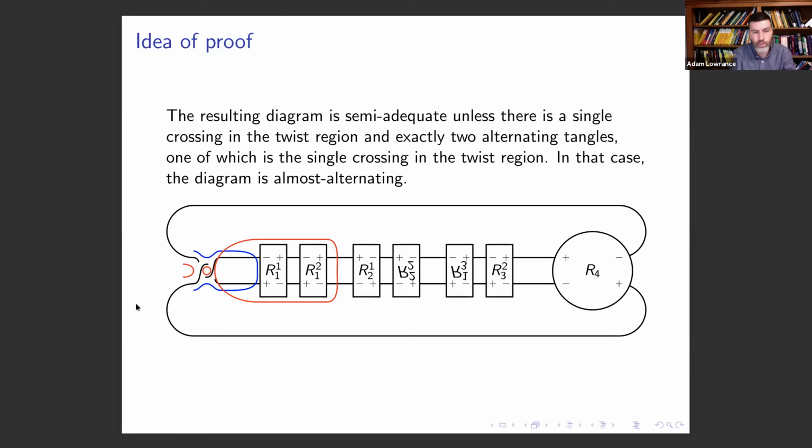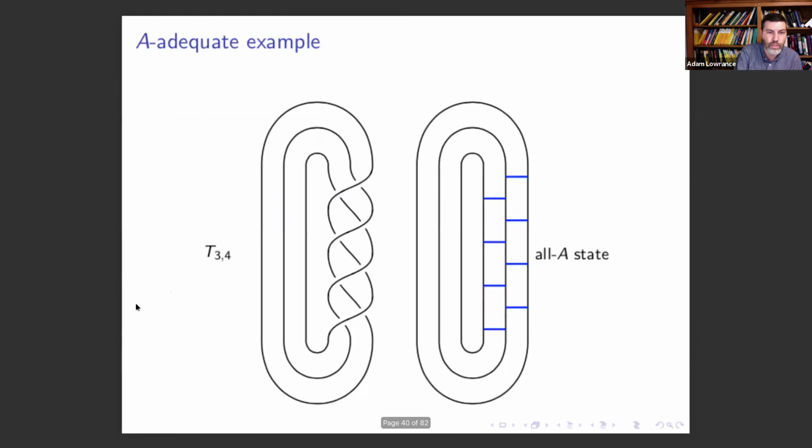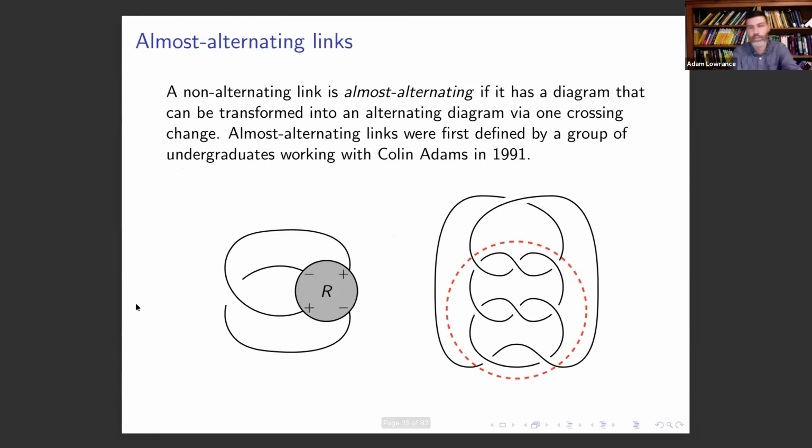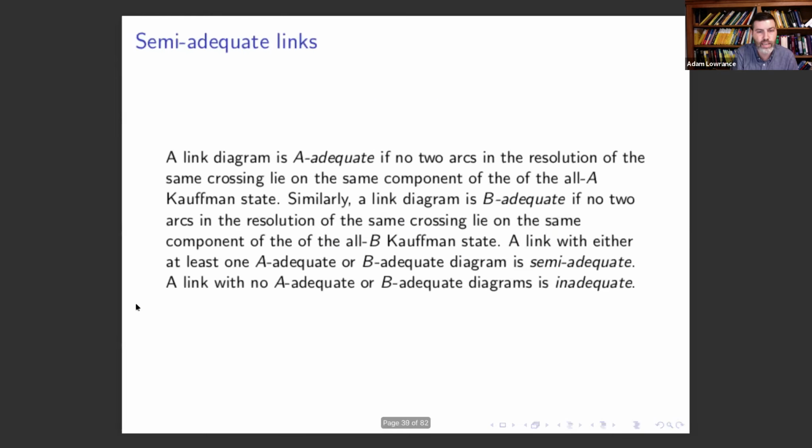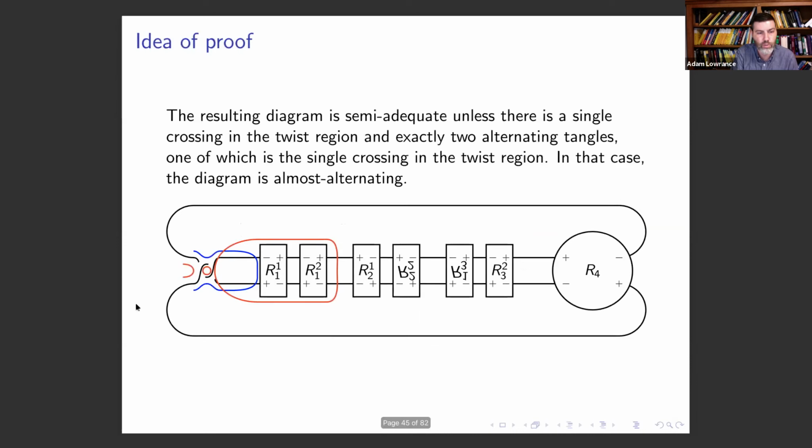If there was only one crossing and there are only two alternating regions, then one of the alternating regions would be the one crossing, and you would end up with that picture on the bottom left. So that's an almost alternating diagram. There are details I didn't put in there, but that's the kind of cartoon proof that Seung-Wan came up with. And so Turaev genus 1 links split into almost alternating links and semi-adequate links.